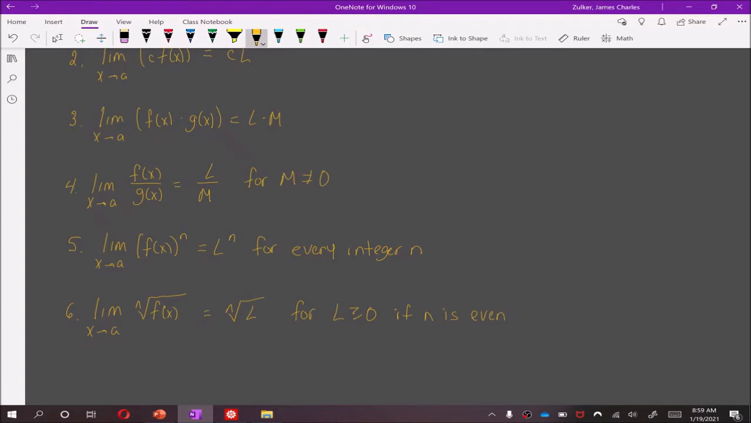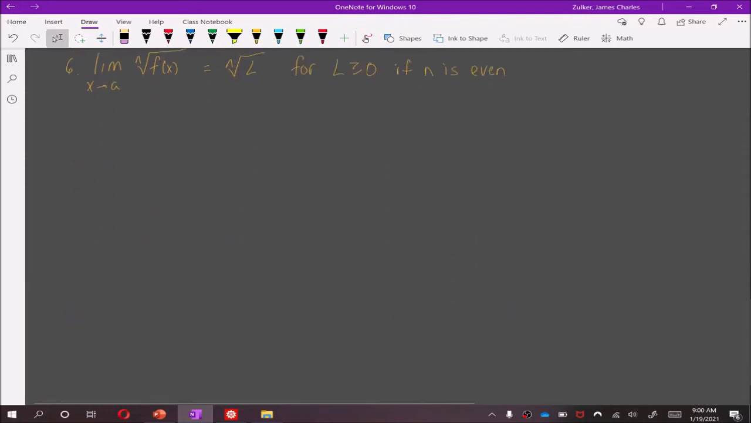These are the 6 limit laws. Now note that these 6 laws are also valid if the limit happens to be one-sided. We will now look at several examples.